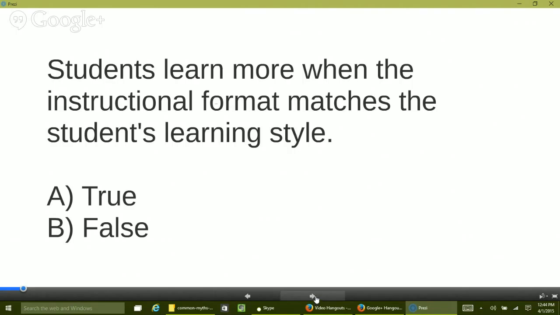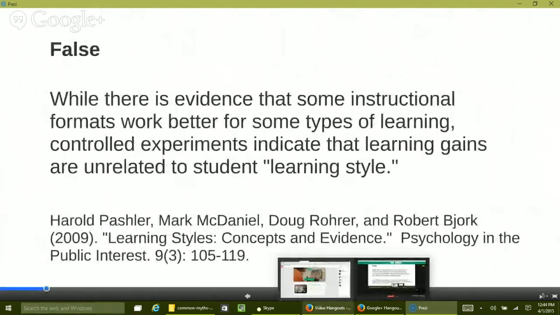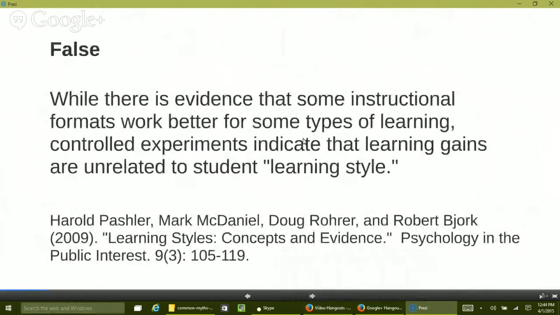So let's move on and see what the answer is. And the answer is pretty much false. This is one of those things that pretty much everyone believes, especially students, because they've grown up being told that they are visual learners or auditory learners or something similar. And the only problem is there's virtually no research that actually supports that.